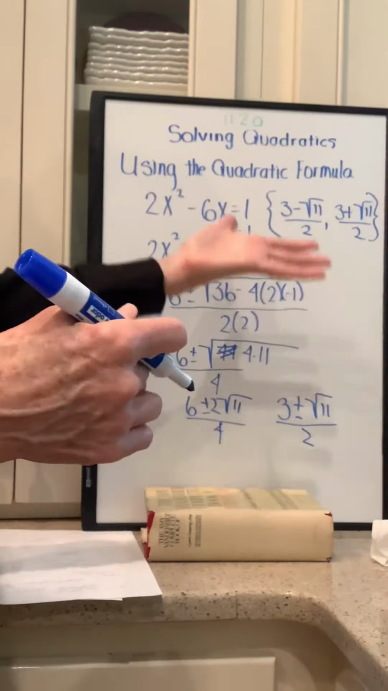Let's do one like this. 1/6 x squared minus 1/3 x minus 1 is equal to 0. Okay, so we see this one, it's got fractions. We don't want to do it because it has fractions, but we're big people, we have to.